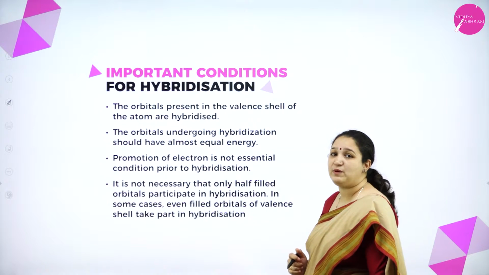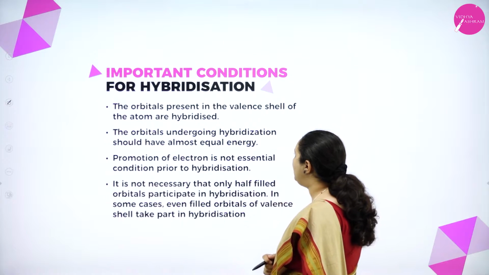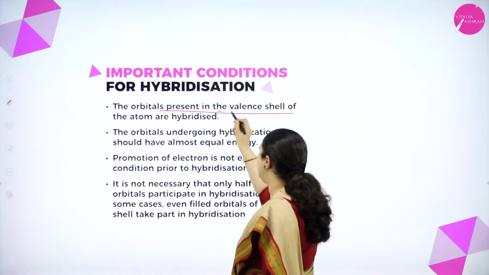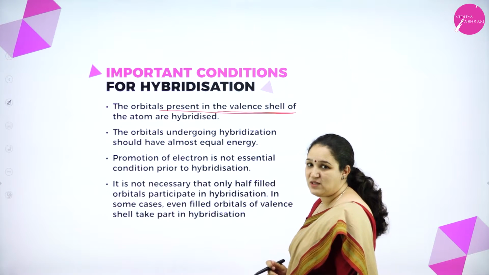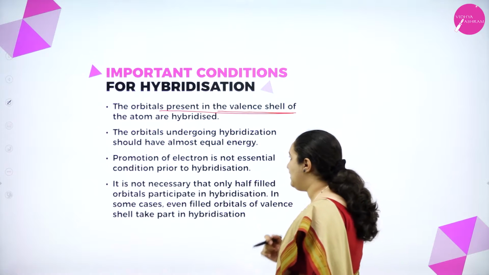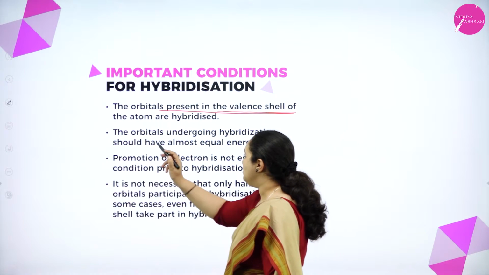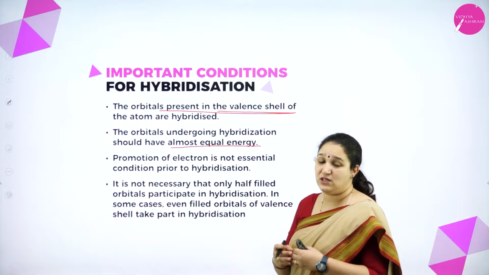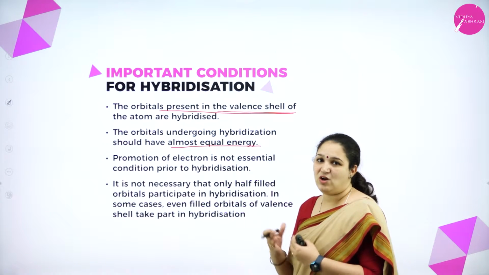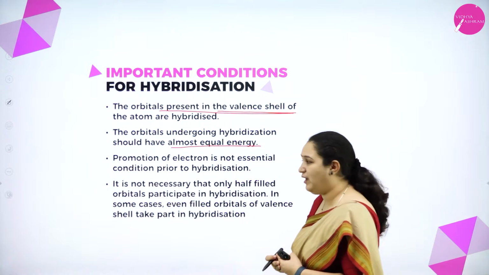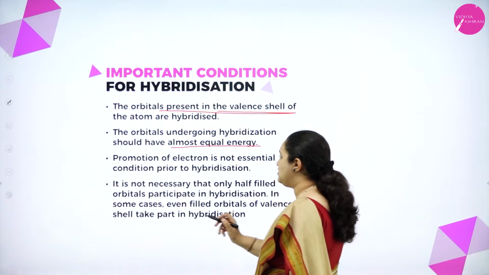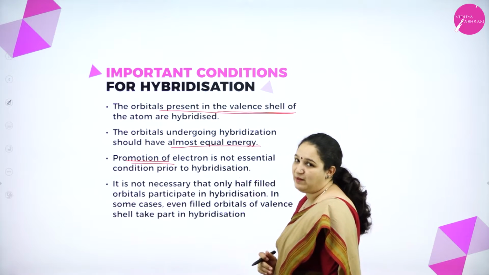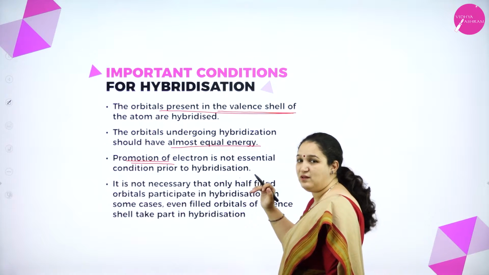So what are the conditions for hybridization to take place? First, the orbitals present in the valence shell of the atom are hybridized. So which orbitals are getting hybridized? The valence shell orbitals are the ones undergoing hybridization. Next, the orbitals undergoing hybridization should have almost equal energy. That is, they should differ only slightly in energy. With a large difference in energy, these orbitals cannot be mixed for hybridization. Next, promotion of electron is not an essential condition prior to hybridization. It is not necessary that the electron has to be promoted before hybridization. You will understand it better as I am explaining further.